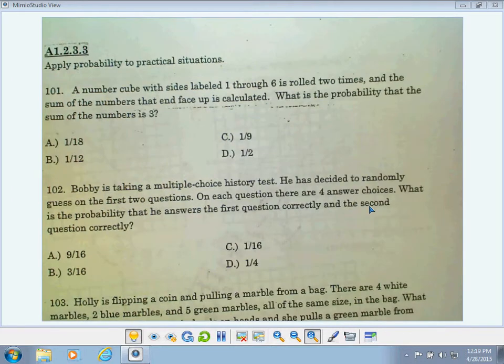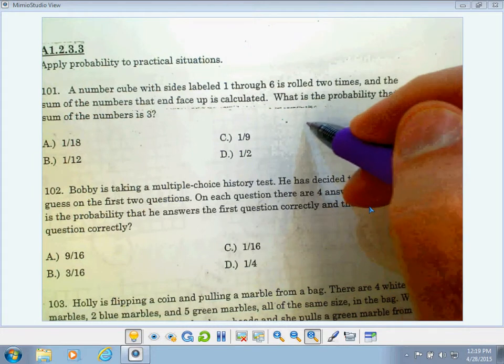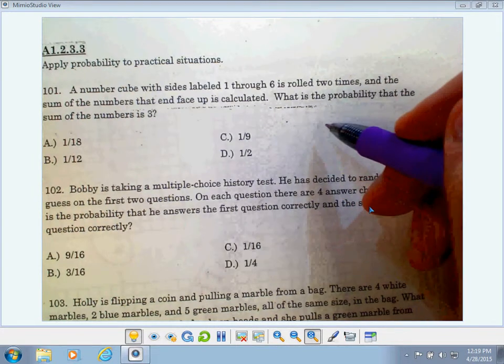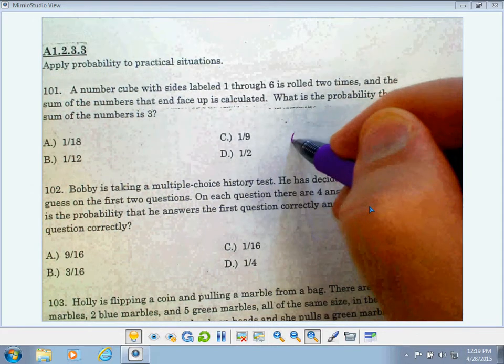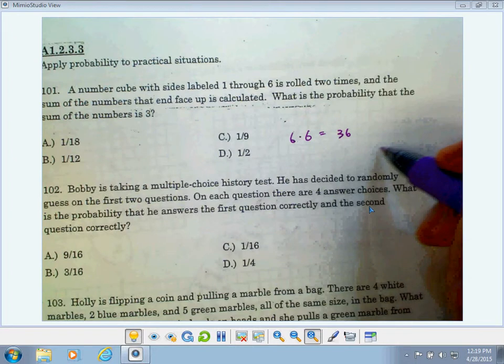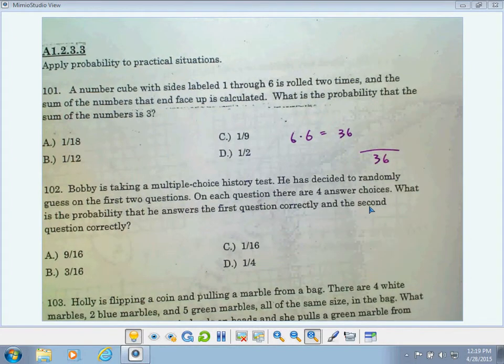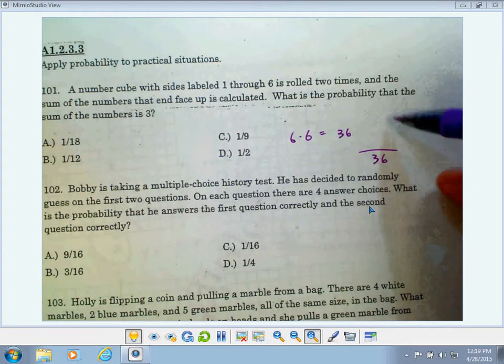Okay, well, if you think about it, if you roll a die, it has 6 possibilities. And if you roll a second die, it also has 6 possibilities. So we would say there are 6 times 6, or 36 possible combinations. So the only question is how many possible ways are there to roll a 3?